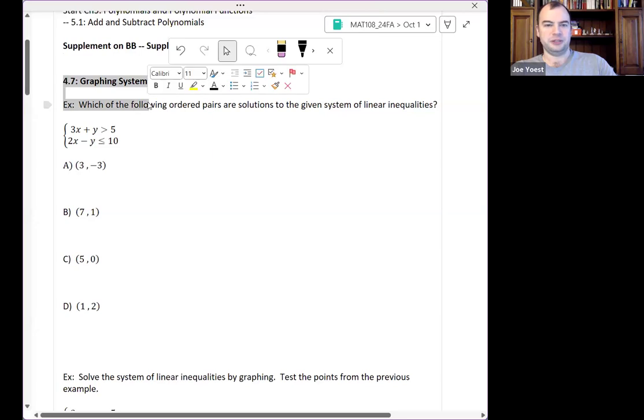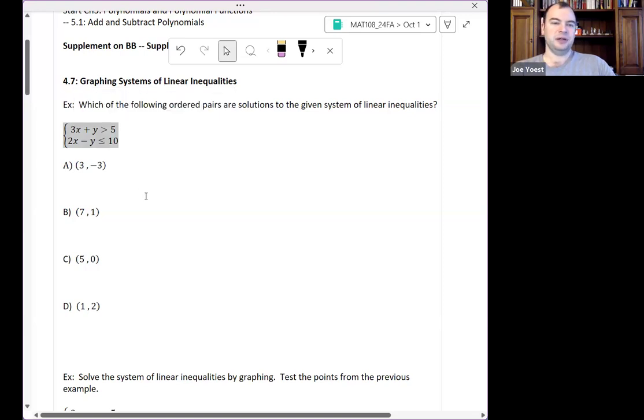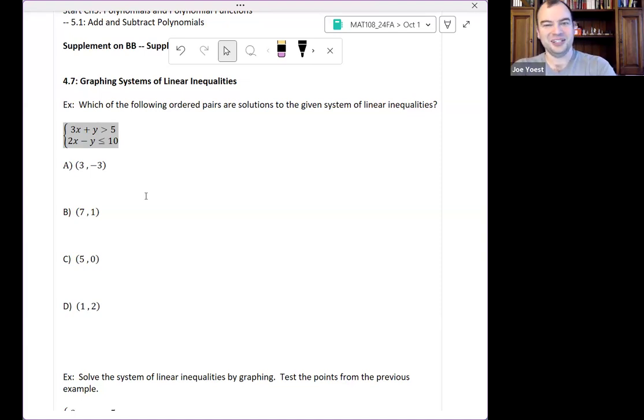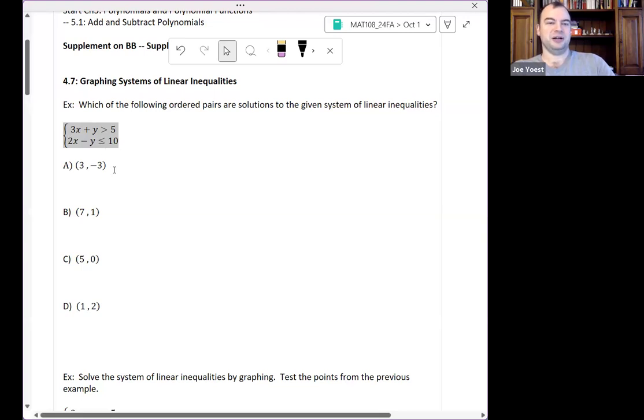So, moving on to 4.7, graphing systems of linear inequalities. Here we have a linear system. We have a system of multiple mathematical claims. I really want to say equations, but these are not equations. These are multiple mathematical claims, two of them in this case, in two variables. And they're coupled together. And each of these claims could independently be true or false.